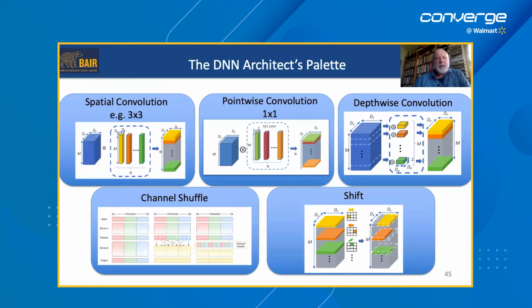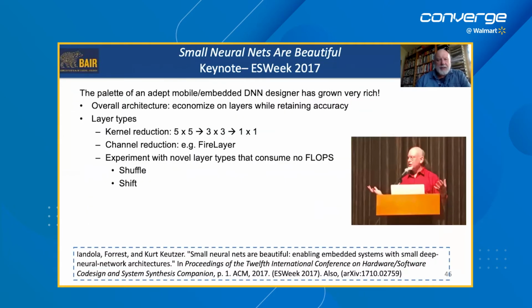In that process, we got a feeling for the artistic palette of a deep neural net architect with different convolution types: spatial convolutions, pointwise convolutions, depthwise convolutions, approaches of channel shuffling, and we even invented our own layer type of shift. And I got then invited in subsequent venues to give talks on efficient deep neural net design.